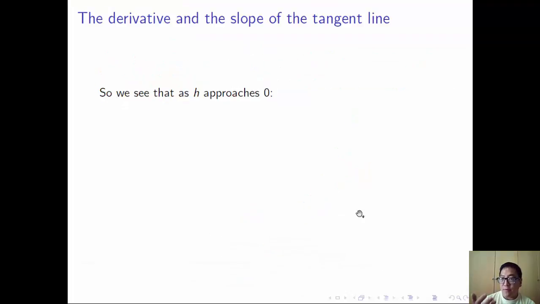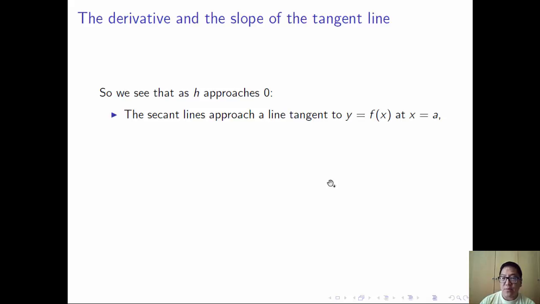Okay, so we see, when we looked at those pictures, that as h approaches 0, two things happen. One is that the secant lines approach a line tangent to the curve at x equals a, and we call that line the tangent line to y equals f of x at x equals a.